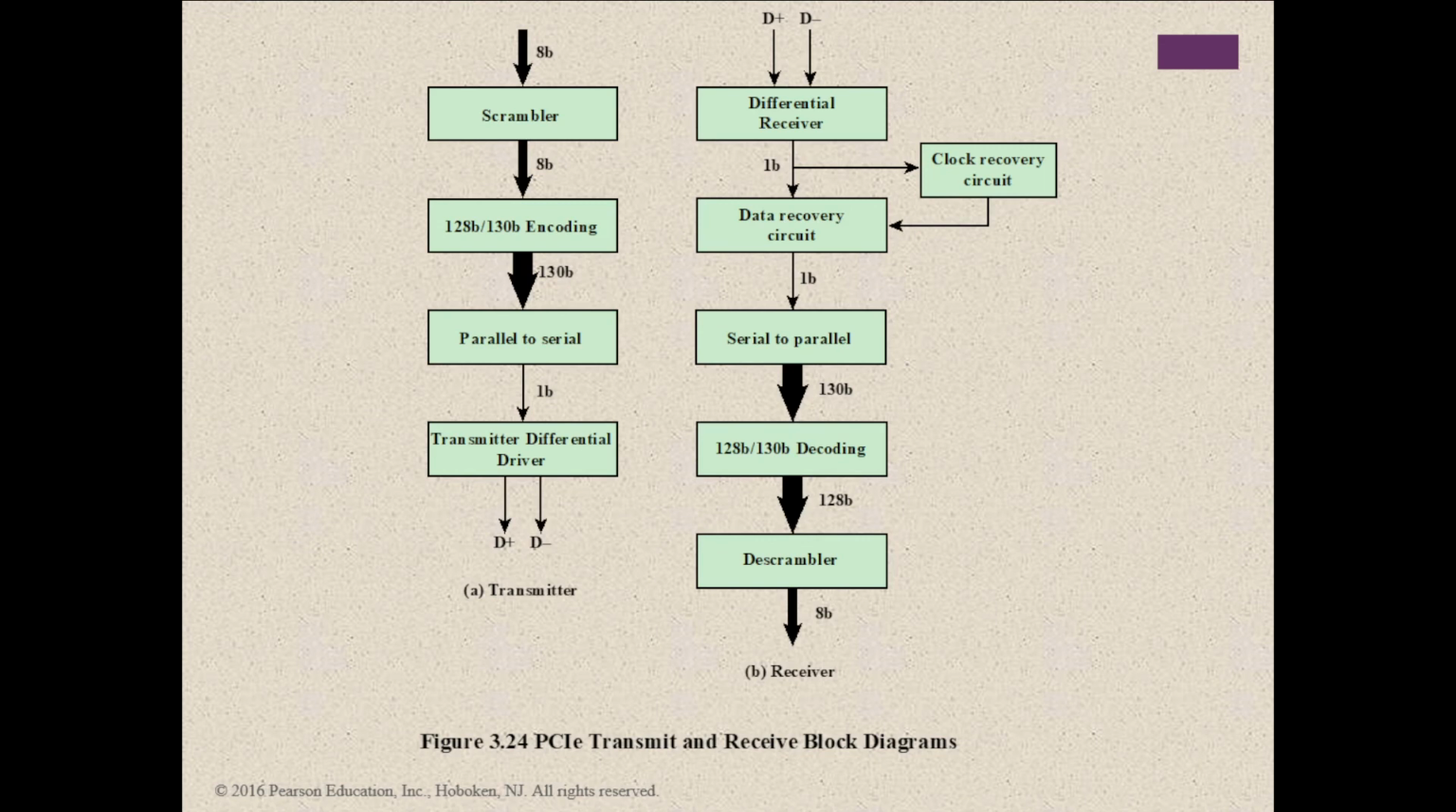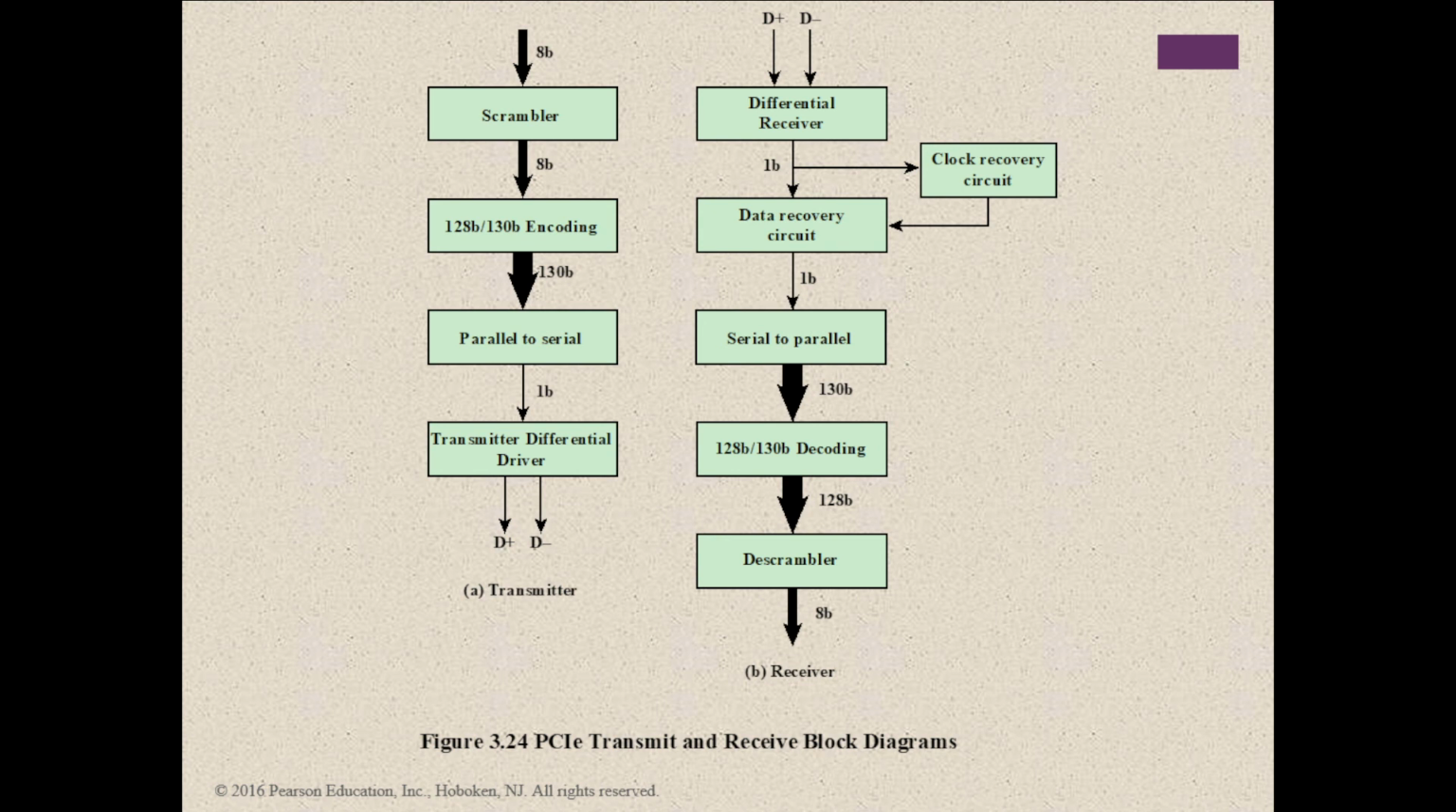So this figure illustrates the use of scrambling and encoding. The scrambled output is then fed into the 128-bit over 130-bit encoder, which buffers 128 bits and then maps the 128-bit block into a 130-bit block. This block then passes through a parallel to serial converter and is transmitted one bit at a time using differential signaling. After the receiver, a clock is synchronized to the incoming data to recover the bit stream.